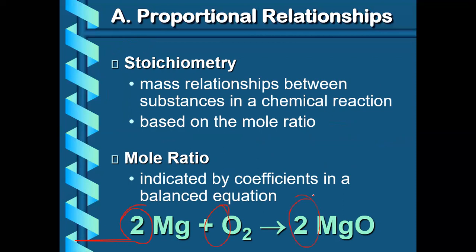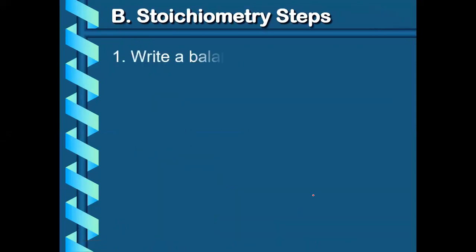This chemical equation on the screen says that 2 moles of magnesium react with 1 mole of oxygen to make 2 moles of magnesium oxide. So using that ratio, I can figure out, if I start off with this much magnesium, how much magnesium oxide can I get out? Or if I have this much magnesium, how much oxygen do I need to react with it? So it's really just a recipe, again, telling us what to do.